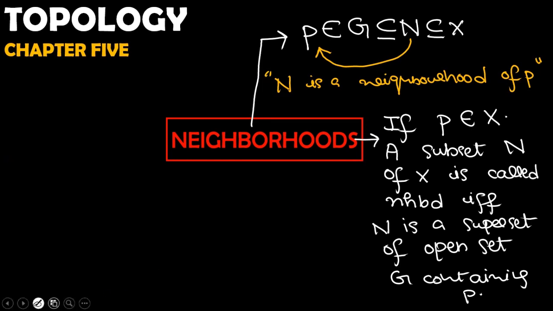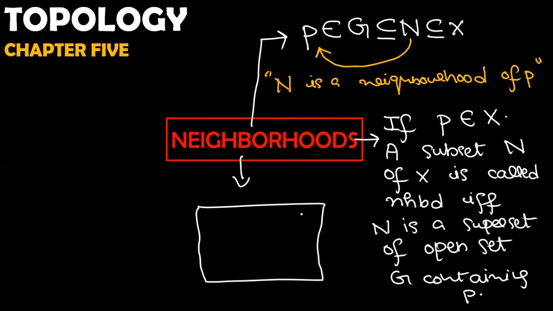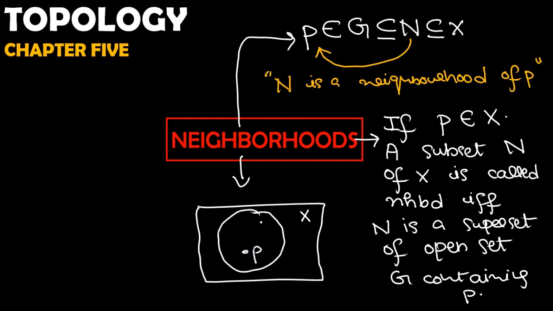You can also visualize it like this. If I have this box, and let's say this is the whole topological space, and I have a point P in it, any arbitrary point. And I take a subset N in X. So this is our subset N in X, and this N is a neighborhood of P if and only if I find an open set containing P in X. So this is our whole story, right?